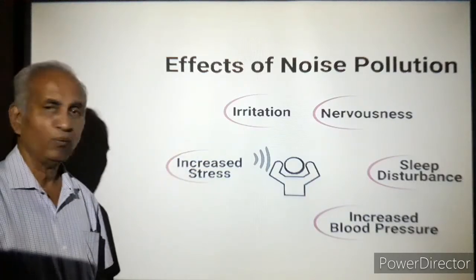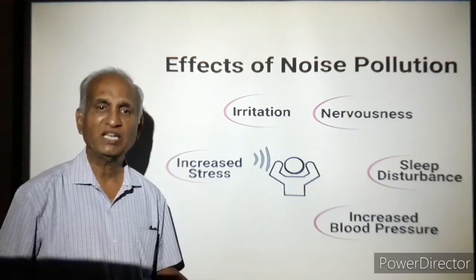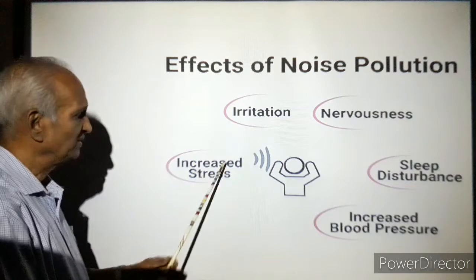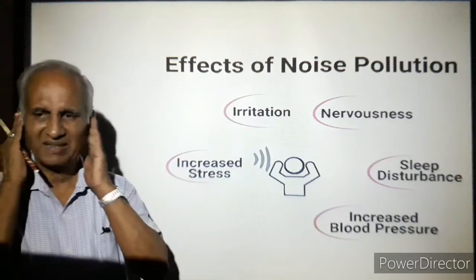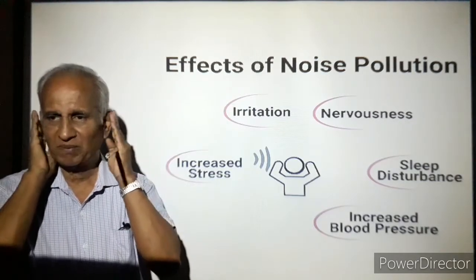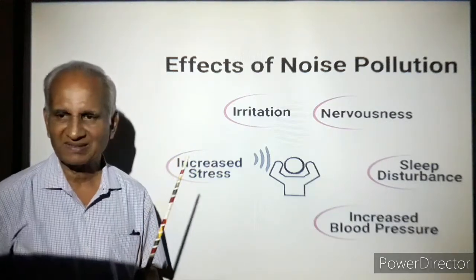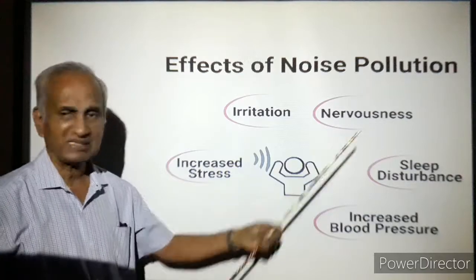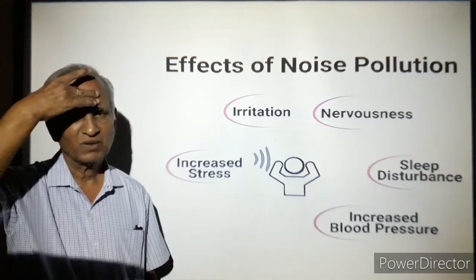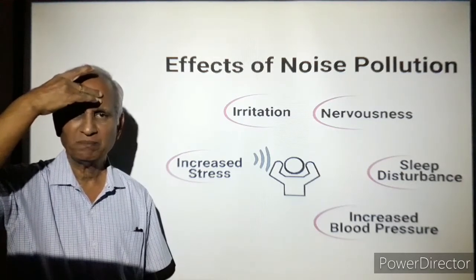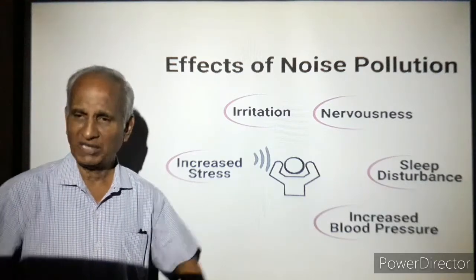Effects of noise pollution. What are the effects? What happens if you get subjected to noise pollution over a period of time continuously? See, you come under irritation. You get irritated. You may just try to keep your ears closed. You may have a piece of cloth bound around your ears. You can't sleep properly. Nervousness. You become nervous. You won't have peace of mind. Human brain needs peace of mind. It gets disturbed. Sleep disturbance. You won't have right sleep. You get awakened now and then.